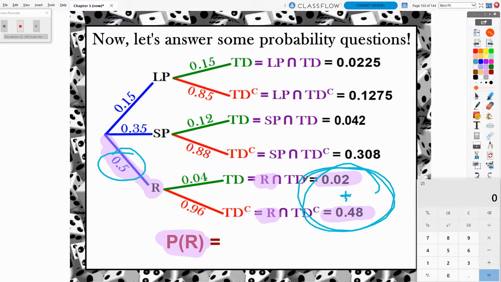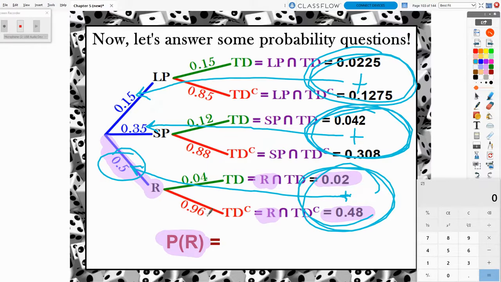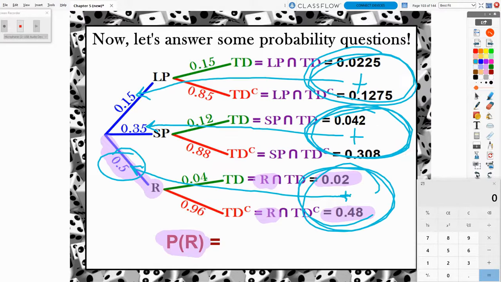So these two end branches, in the end, will always add up to be whatever that very beginning branch was that they started from. Likewise, these two probabilities are going to add up to be all the way back here to this 35%, and these two probabilities are going to add up to be this 15%. All right, so in general, what was the final answer here? The final answer was 50% or 0.5 or 1/2, however you want to express it.